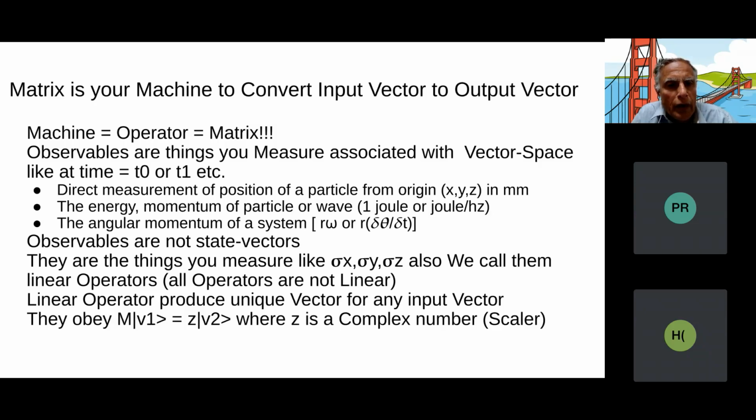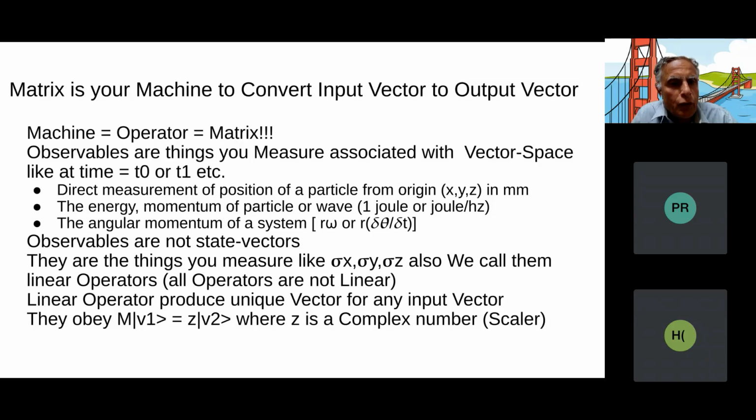Or we can talk of the angular momentum of a system, like r omega, r delta theta by delta t, which is nothing but rotational momentum or angular momentum. So these are physical, right? We are trying to get the physical meaning of what the machine, which cranks the vector into another vector, turns out to be.